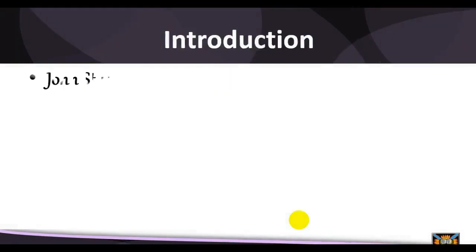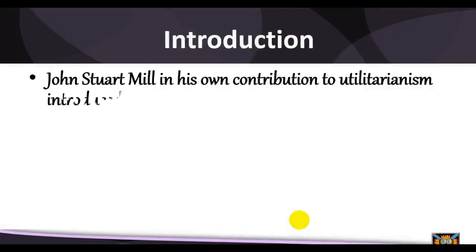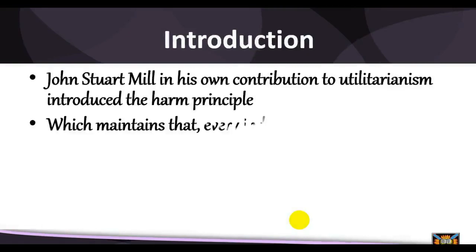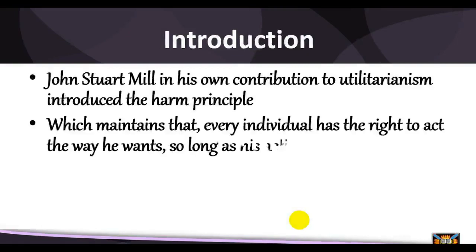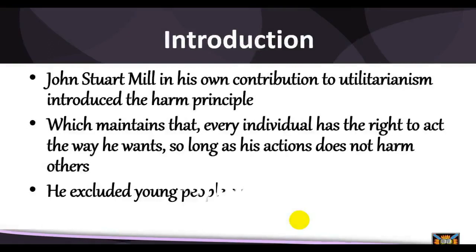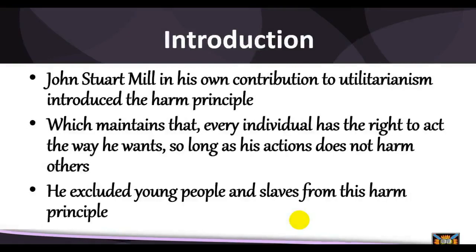His writings helped to clarify the philosophical and psychological basis of utilitarianism. He groomed his son, John Stuart Mill, into an ardent apostle of utilitarianism. John Stuart Mill, in his own contribution to utilitarianism, introduced the harm principle, which maintains that every individual has the right to act the way he wants, so long as his actions do not harm others. Though he excluded young people and slaves from his harm principle, he called for extreme liberty.